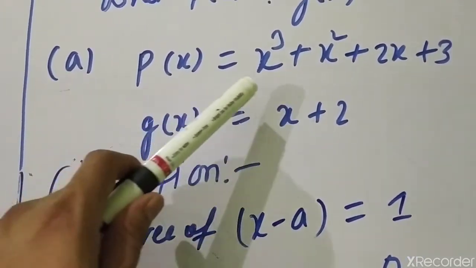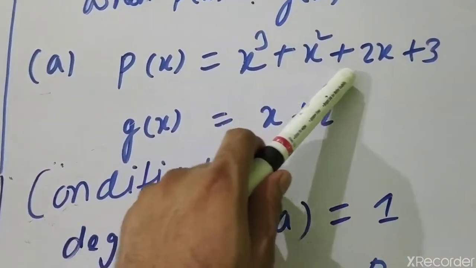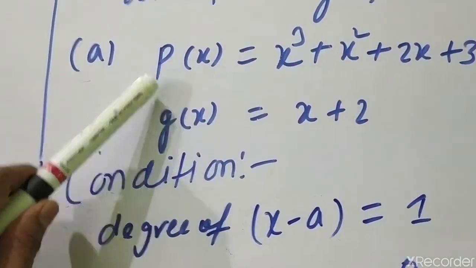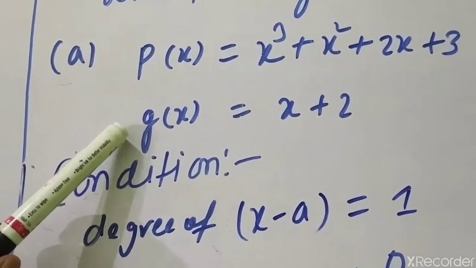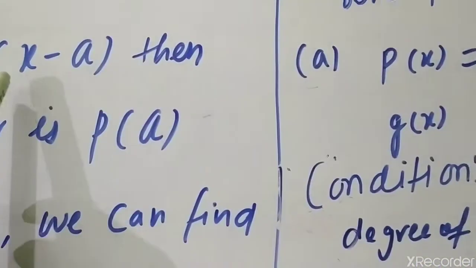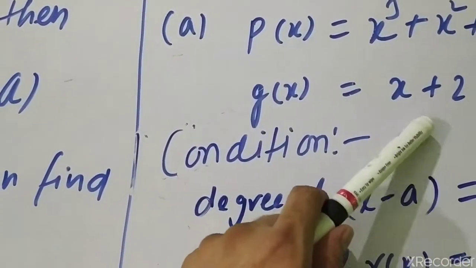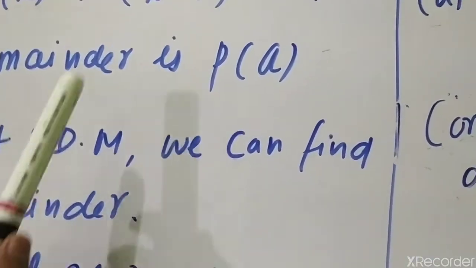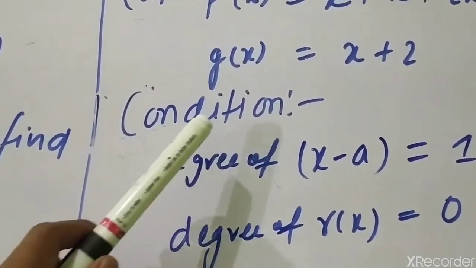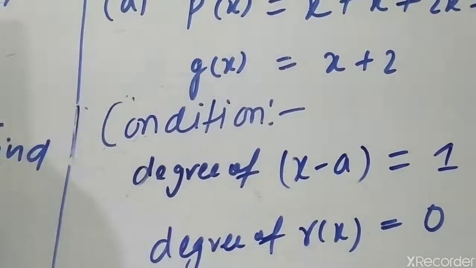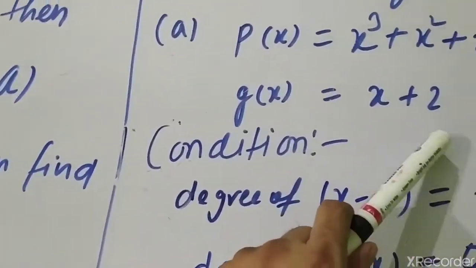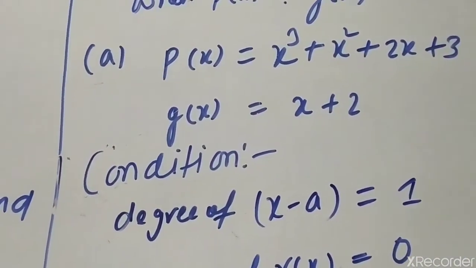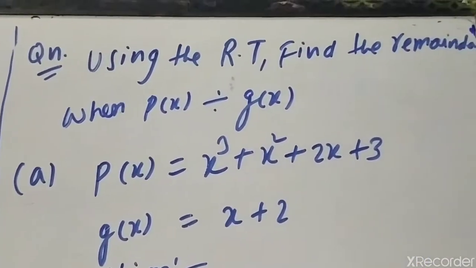See, for example, I have one polynomial p of x equals x cube plus x square plus 2x plus 3. What is g of x? x plus 2. This is the dividend, and this is the divisor. It is in the form x minus a, so here x plus 2, where a is any real number. What is the real number here instead of a? Minus 2. So the first step is how we are going to solve using the remainder theorem.